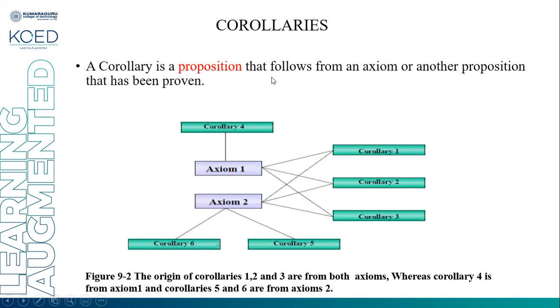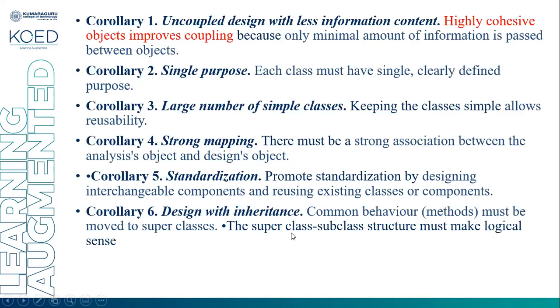Corollaries. A corollary is a proposition that follows from an axiom or another proposition that has been proven. So here we have six corollaries. Corollaries 1, 2, and 3 depend on axioms 1 and 2. Corollary 4 is based on axiom 1. Corollaries 5 and 6 are based on axiom 2. We'll see the six corollaries one by one.